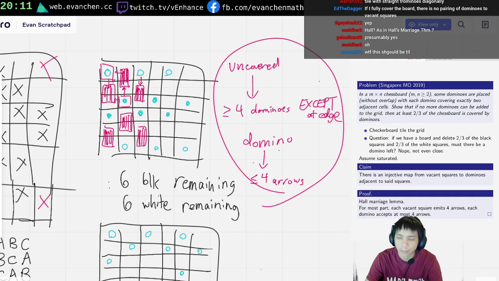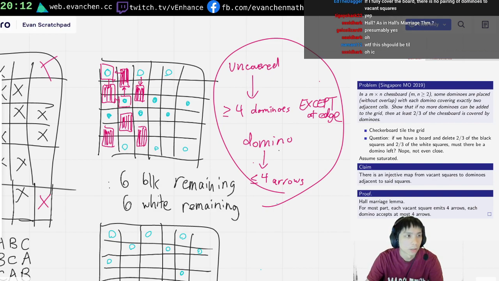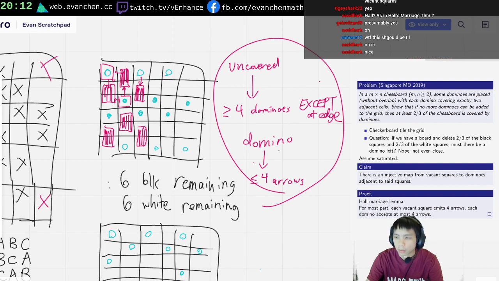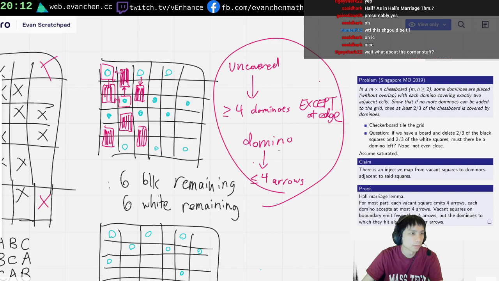Vacant squares on the boundary emit fewer than 4 arrows, but the dominoes they hit also accept fewer arrows correspondingly. So when I'm at this corner, these dominoes accept at most 3 arrows. So... shoot. Oh, am I off by 1? Am I off by 1? No, no!